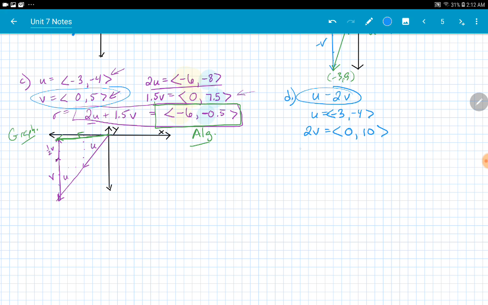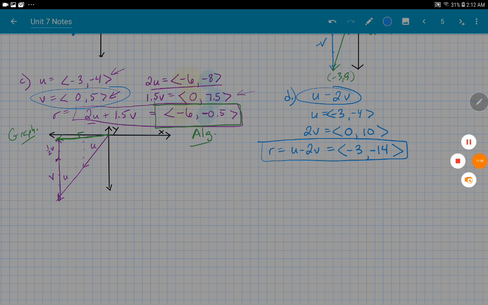So when I say u minus 2v, I take the negative 3 minus 0, and I get negative 3. I do negative 4 minus 10, and I get negative 14. So that should be my resultant vector, and that will give me the same answer graphically.